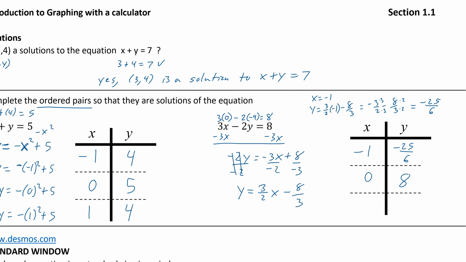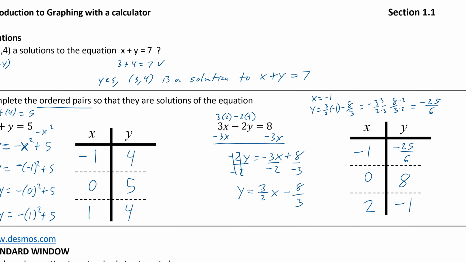I know 1 probably doesn't work either. What other way can I make 8? Well, I know if I multiply this by 2, I get 6. So if I make this a 1 with a negative, I would get 6 plus 2. 6 plus 2 is 8. So this would be (2, -1).